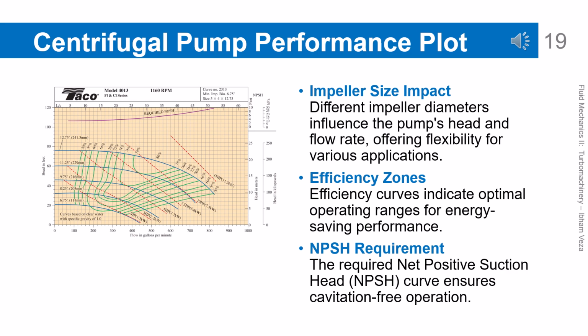Centrifugal pump performance plot. This plot shows a complete set of centrifugal pump characteristics for different impeller sizes. Changing the impeller diameter modifies the relationship between head and flow rate. It also shows efficiency zones that help identify the optimal operating region. The NPSH required curve is included to ensure cavitation-free operation. Such a chart is very important in real-world pump selection.